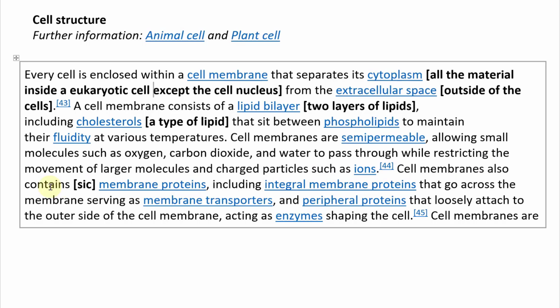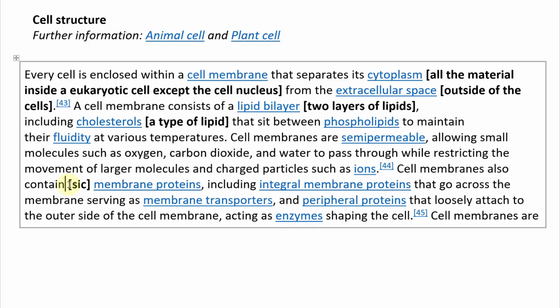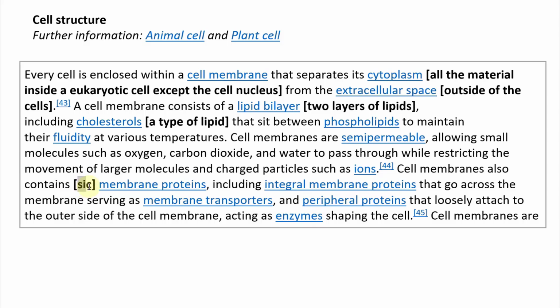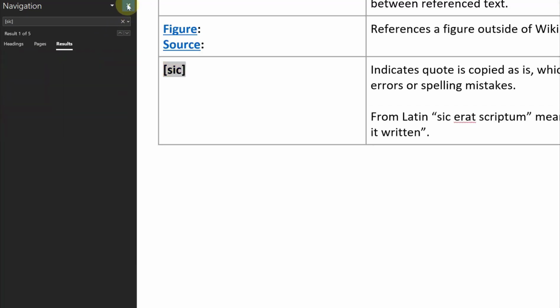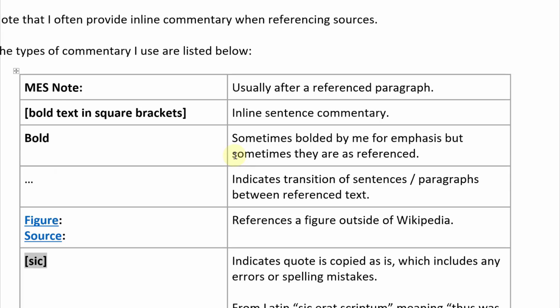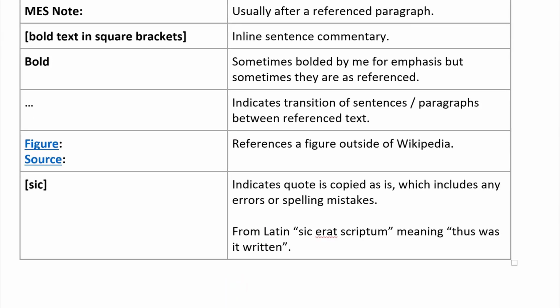And cell membranes also contains, I think that's a typo, should have been just contain, not the S. But I copied and pasted exactly as is from Wikipedia, so I just added this [sic]. This is the Latin phrase sic. I actually added it just now to the inline commentary. If I scroll all the way back up and do a search, actually this is the beginning. Yeah, so I just added it now. I thought I should add it. I had it inserted, but I didn't add it here.